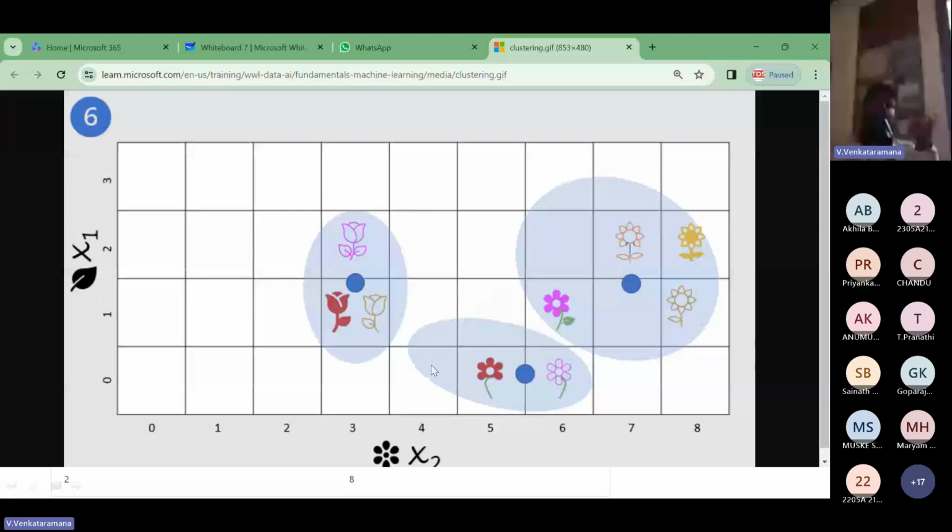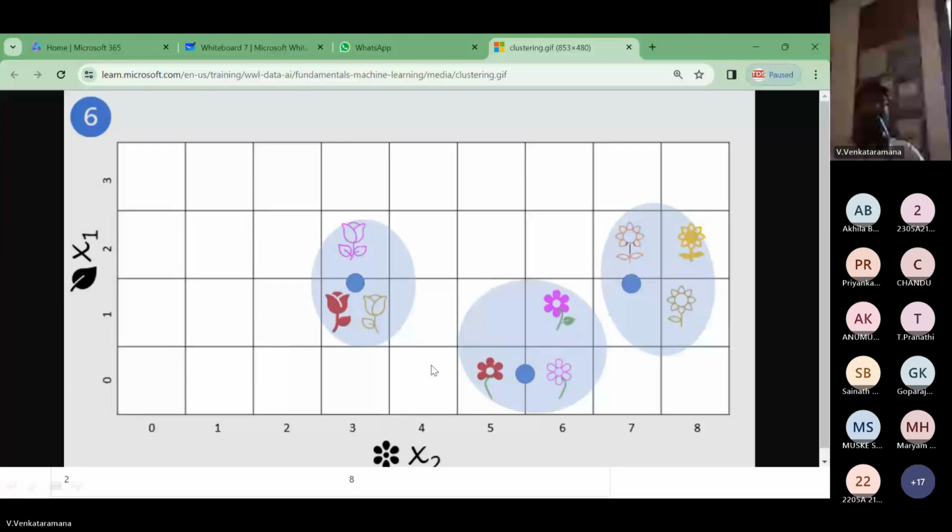One metric is called the average distance to the cluster center. How close each point in the cluster is to the center of the cluster. That means we have the 3 dark blue dots, right? These are called centroids. The flowers are the data points. How far these data points are from the centroid is one parameter, the average distance from the center. That should be as minimum as possible. Then your model is performing better.